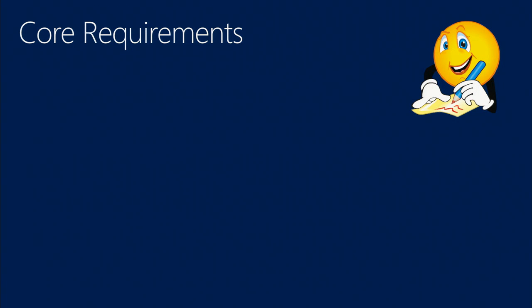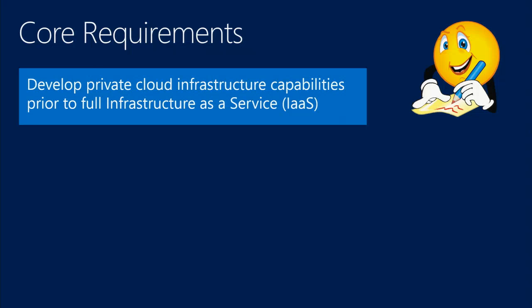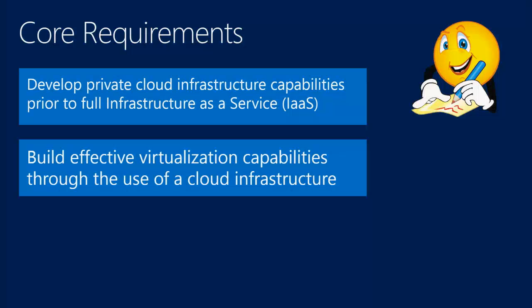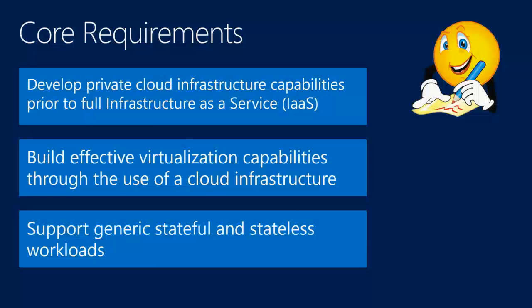They have some core requirements. They want to start by building the cloud infrastructure, the core network, storage, and compute infrastructure on which they will subsequently build an infrastructure as a service offering for their internal customers. Then they're going to bolt onto that effective virtualization capabilities that is going to use this infrastructure. And then they're going to have it as their goal to support generic stateful and stateless applications in their infrastructure as a service.